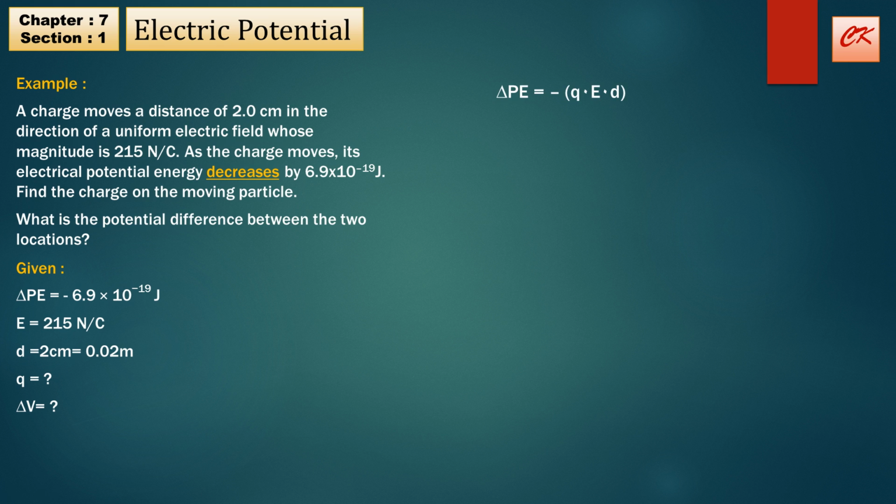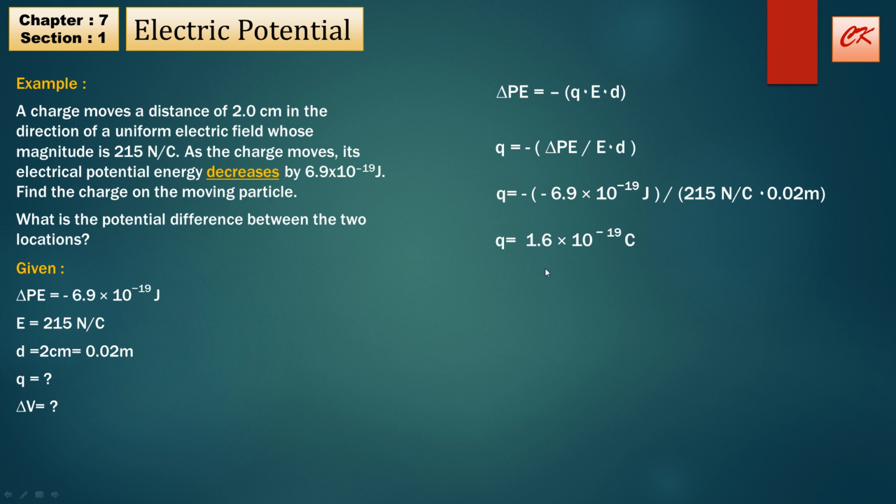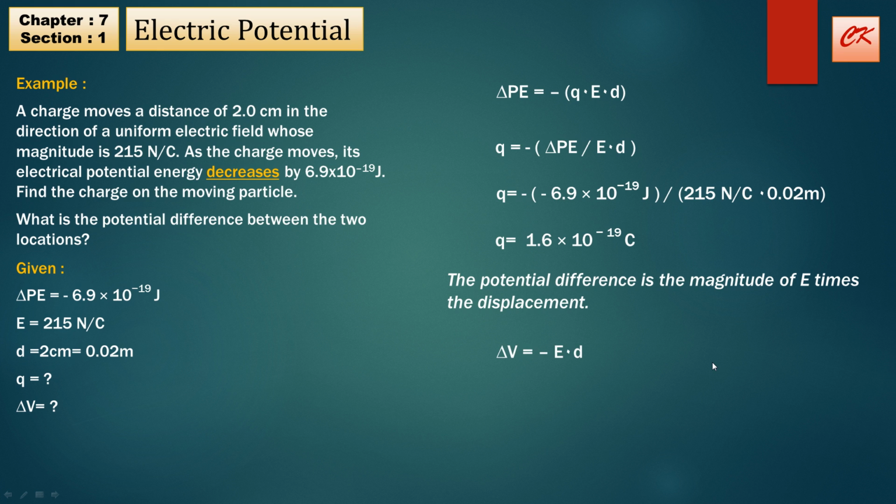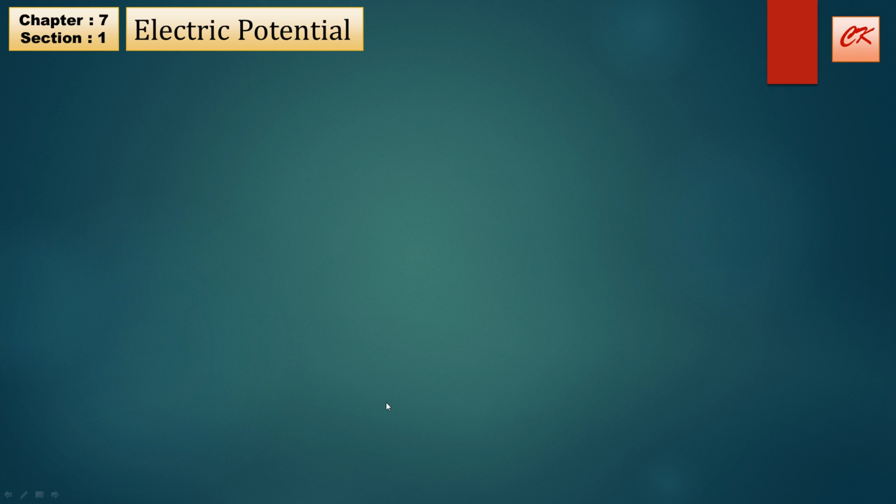Firstly, the charge is wanted. So the charge is equal to delta potential energy over E times d. If you put the values in their places, at the end the charge will be 1.6 times 10 to the power of negative 19 coulomb. And then the potential difference is wanted. In order to calculate it, we need the electric field and d. Delta V is equal to E multiplied by d. When you put their values in their places, you will see that the potential difference is negative 4.3.